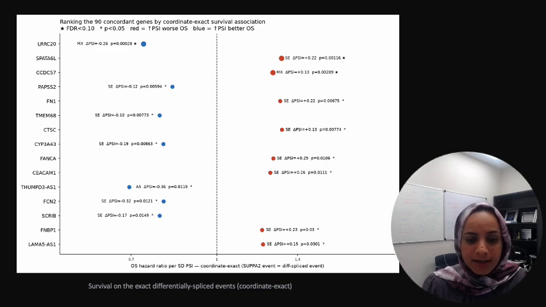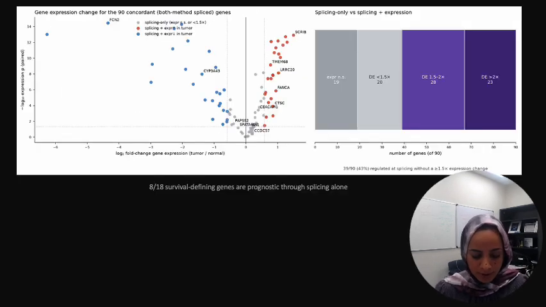So then one of the important things we found was that we were able to go back and look at the gene expression data very quickly of these tumors, and we found that 8 out of these 18 genes, the survival was associated only or solely with the splicing change in these tumors and not with their expression. And that result, I think, is not really well known in the field or in the drug discovery field.